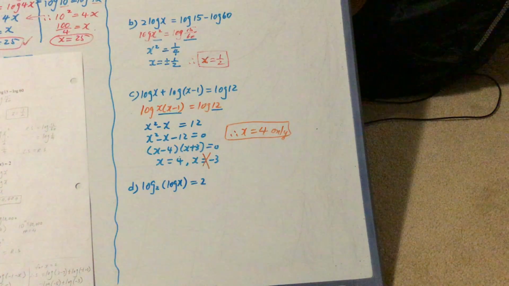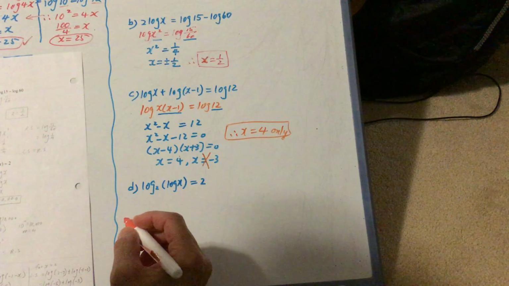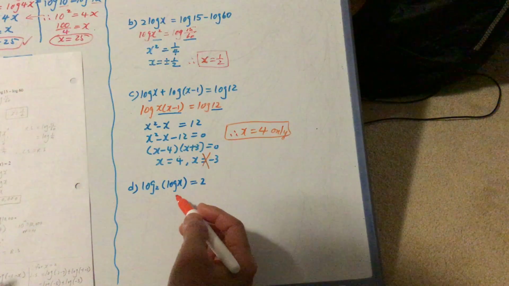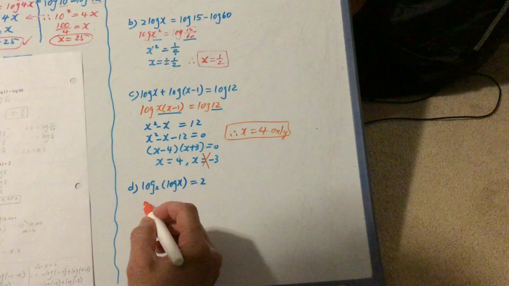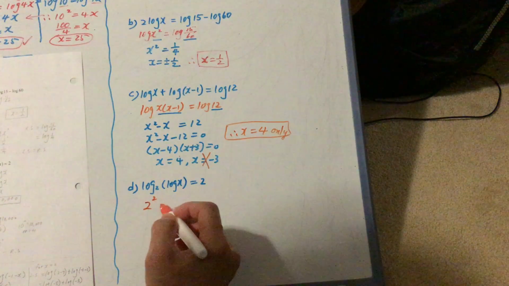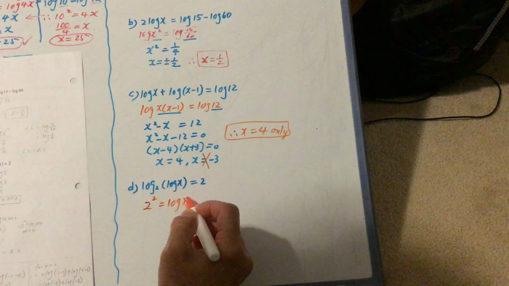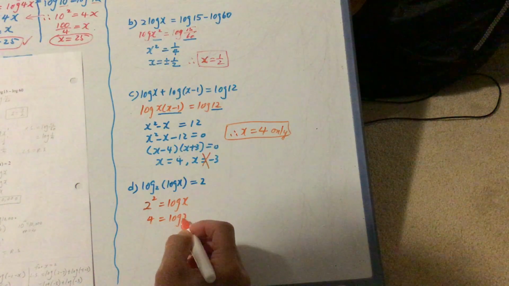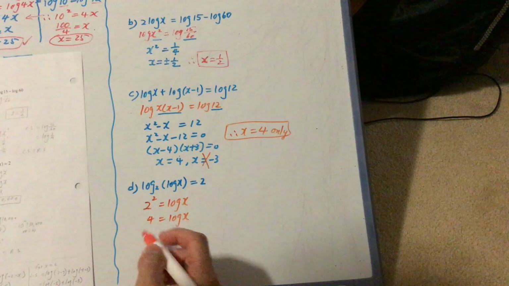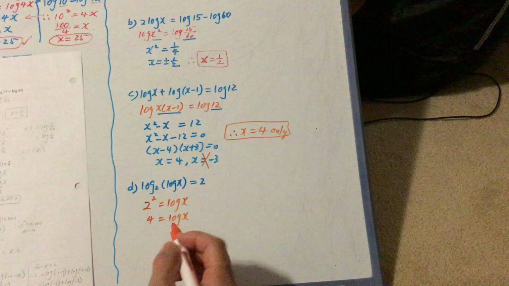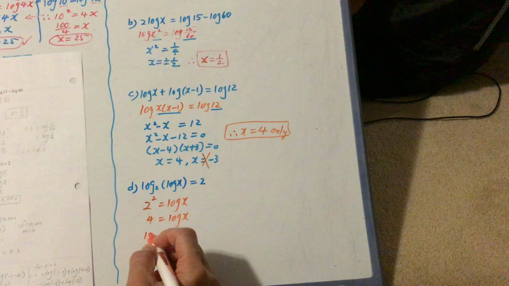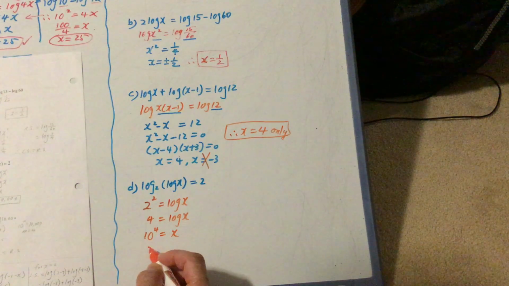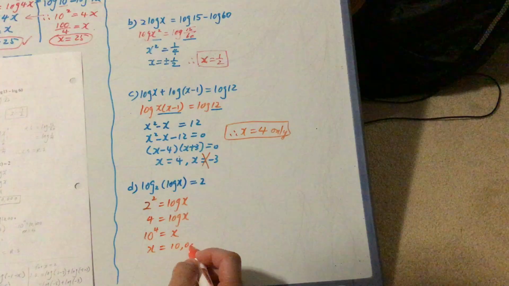And finally, on 2D, when you have log base 2 of (log x) equal to 2, think about this in exponential form. I'm going to take 2 to the power of 2. That will give me log x. So that means I have 4 equal to log x. You can do it the exponential way, with base 10 to the exponent of 4 equal to x. So x must be equal to 10,000.